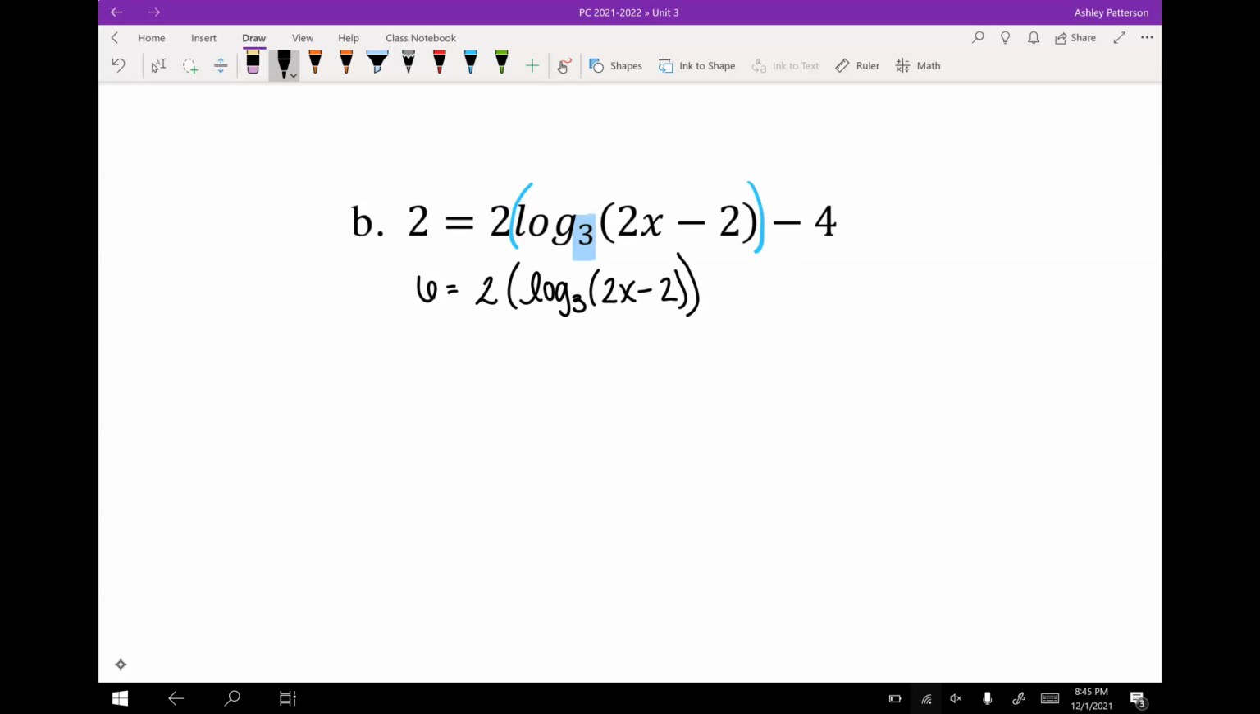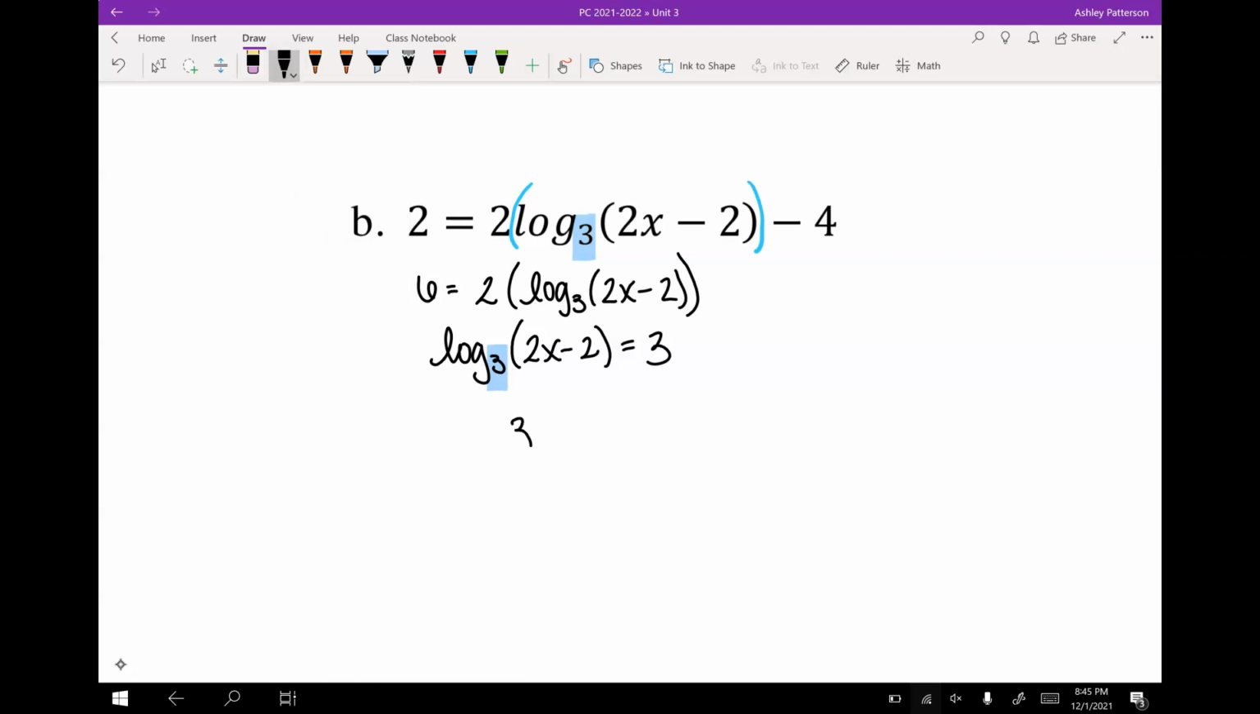Again, if you need to, write that down. First, we're trying to isolate the logarithmic term. So what comes next? Divide by 2. We get the log base 3 of 2x minus 2 is equal to 3. All right, we've isolated the logarithmic term. This is as far as we can go. What do we do? Rewrite into exponential form.